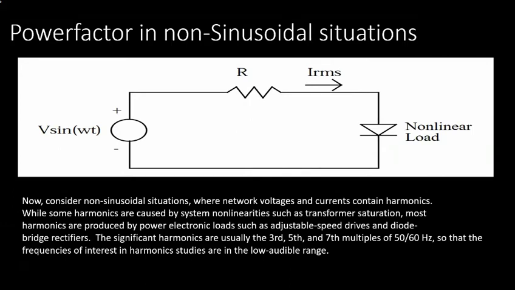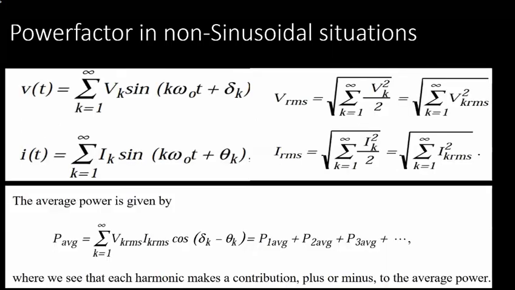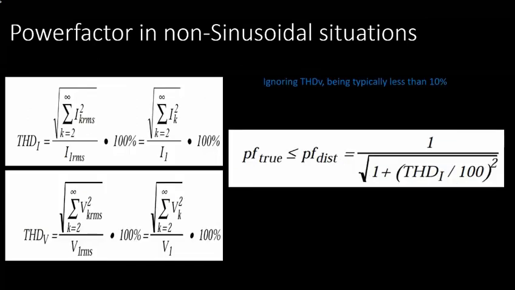A couple of basic relationships of voltage and current, looking at more complex non-sinusoidal relationships. So I'll probably skip this slide and go to the next one where we introduce the concept of total harmonic distortion current, total harmonic distortion V. The subscript I and the subscript V denote I for current and V for voltage. So what's total harmonic distortion?